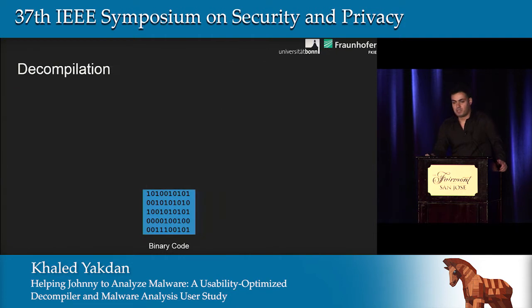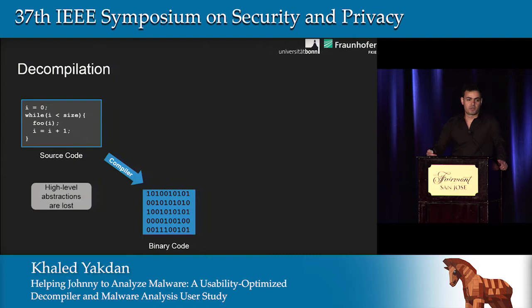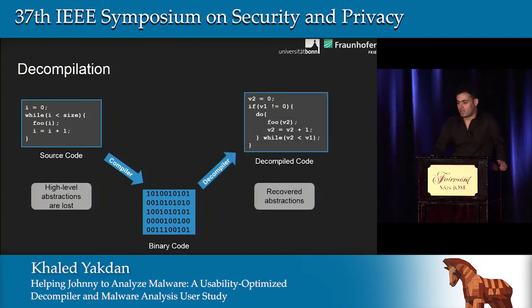However, in security, we often only have access to the binary version of a program. And the problem is, when the source code is compiled, all these abstractions are lost, and they are removed from the final version of the program that we have access to. So this is where decompilation comes in. Decompilers try to reverse the process of compilation by recovering these abstractions from the binary code, in order to reconstruct a high-level representation of the program that we can analyze more easily.